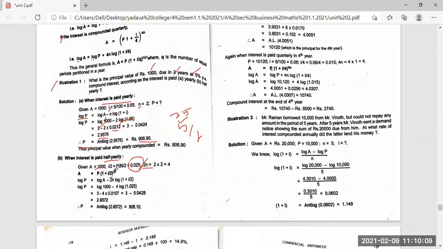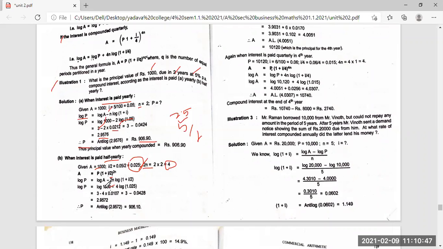Similarly, whole bracket of 2n. So log P is equal to log A minus 2n log of 1 plus I divided by 2. Log A is 1000, and 2 into n is 4, that is 2 into 2, which we have written here. So 4 log of 1 plus I divided by 2, which is 0.025. So 1 plus 0.025 gives 4 log 1.025.